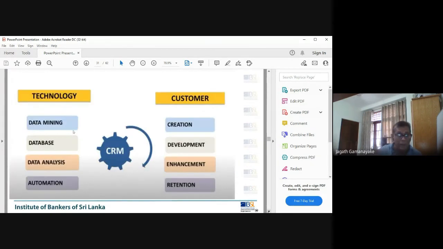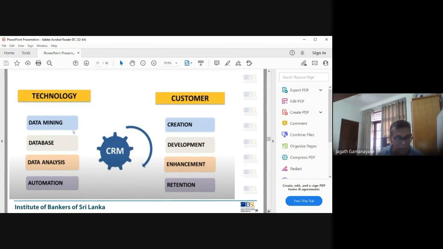Now, moving into the basic structure of CRM, as I said earlier, it is technology driven and focused on the customer, right? So I'll explain it through the collaborative, the operational, and the analytical. All of these facilitate providing customer service, for creation, development, enhancement, and retention. So that's the final thing.